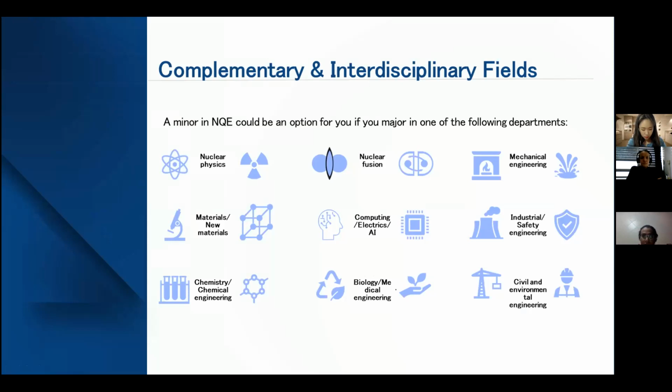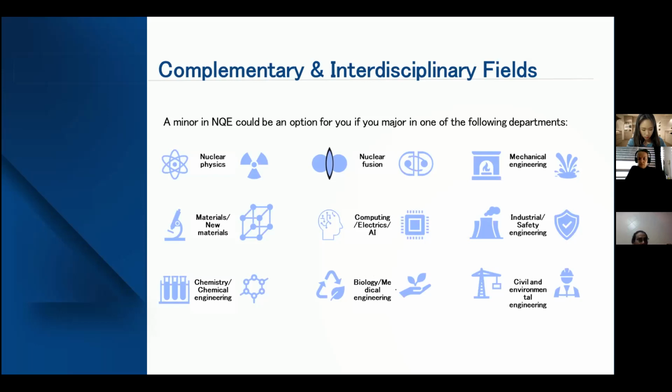So this has been discussed before, but I want to elaborate more on what I just said. On the slide, there are some fields which go hand in hand with NQE. For example, physics is a very integral part of nuclear engineering. And the very famous field where physics and nuclear engineering are applied together is nuclear fusion, of course. And from what I see in the department and in most of my classes, a lot of students who study nuclear engineering are also physics majors.